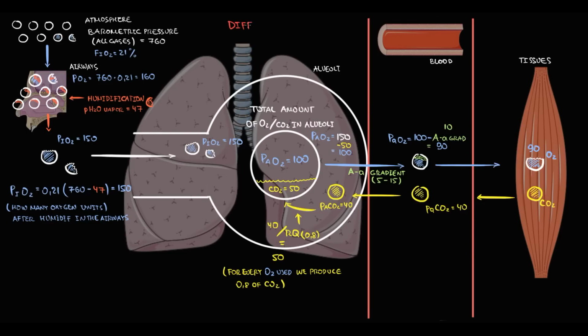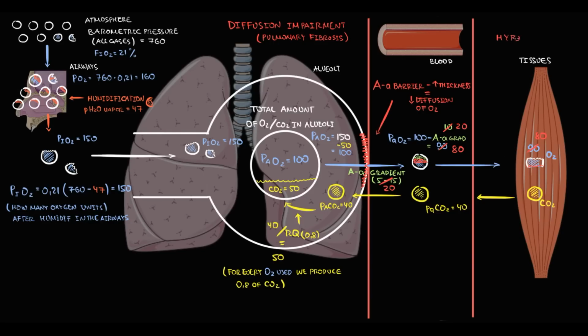And the last scenario is diffusion impairment, in case of pulmonary fibrosis, for example. If the alveolar membrane becomes thicker, this will decrease the diffusion of oxygen into the blood, which means that alveolar arterial gradient will increase. Let's assume that AA gradient becomes 20. So the partial pressure of oxygen in the blood will be 80. And because tissues will receive not 90 but 80 units of oxygen, they will be in mild hypoxic state.